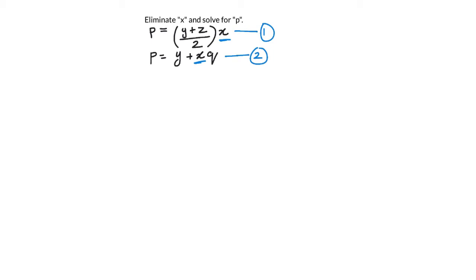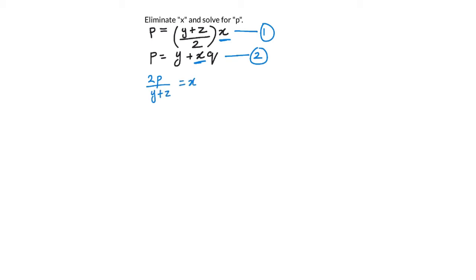Here x is being multiplied by this quantity in parentheses. Y plus z is in the numerator and 2 is in the denominator. We can take this 2 to the other side and it will get multiplied by p, and we can bring the quantity y plus z to the other side and it will then be in the denominator. Let us write this down. So 2p over y plus z from the first equation equals x.